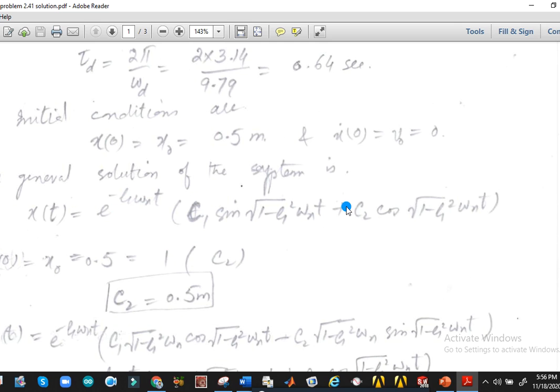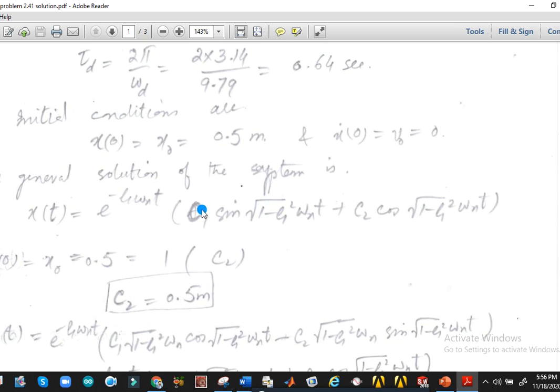So C1 and C2 are arbitrary constants, and we can find out their values by using the initial conditions. What are the initial conditions? Initial displacement is equal to 0.5 meter and initial velocity is equal to 0. That means, first of all, we will put the displacement condition in the main equation of the general solution. When we put it, we will have the value of the C2 coefficient, that is equal to 0.5 meter. Okay, now we need to find the other arbitrary constant, that is C1.